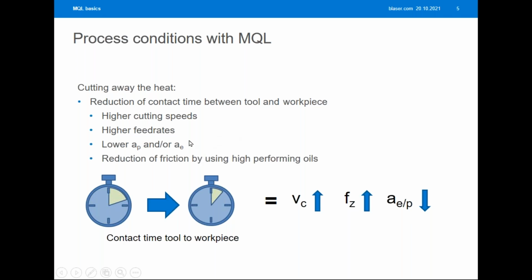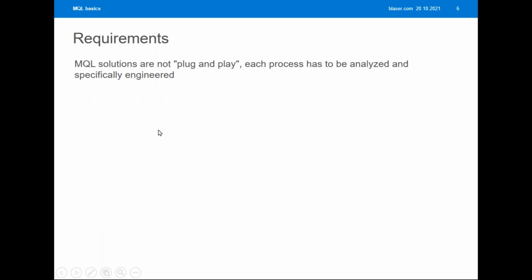Everything mixed up, but one very essential point is the reduction of friction by using high-performing oils. This is also very important. So you see there are a lot of variables that can influence the process. And in general, this leads over to the requirements of an MQL process. You have a high complexity in the MQL processes, and the solutions are not at all plug and play.